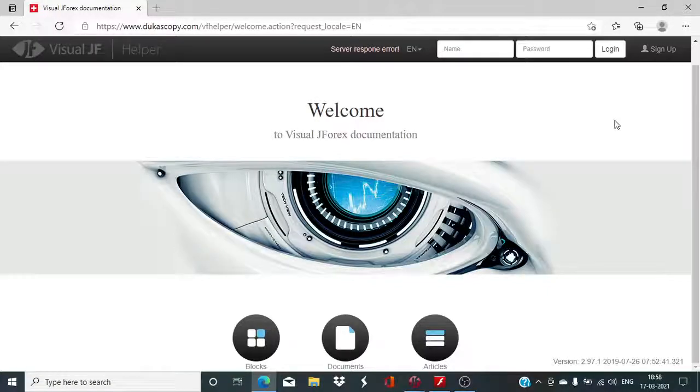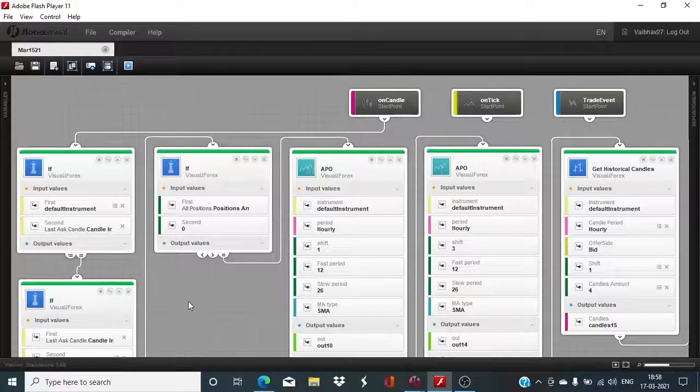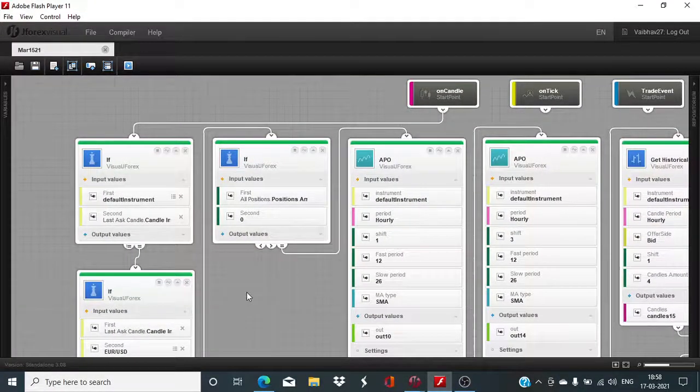I welcome all of you to today's session of Visual JForex, in which we'll be continuing to work with the indicator named Absolute Price Oscillator (APO). This is the third part, and in today's session, I will try to complete the setup for the algorithm using this indicator. So let us head to the Visual JForex board, which has been developed by Dukascopy Bank SA.